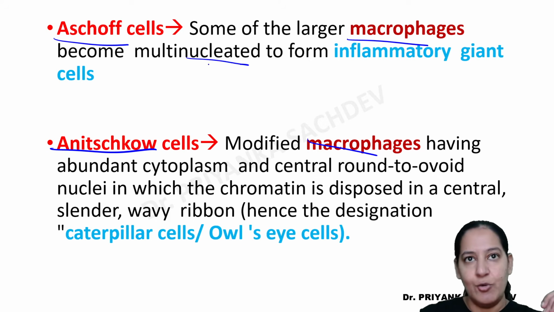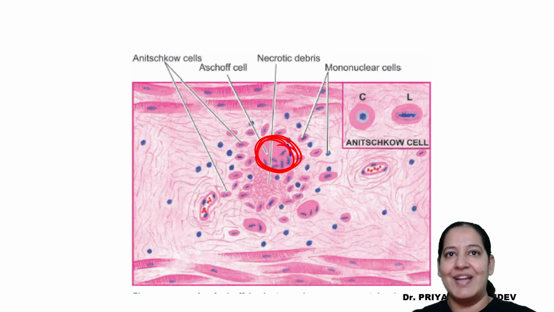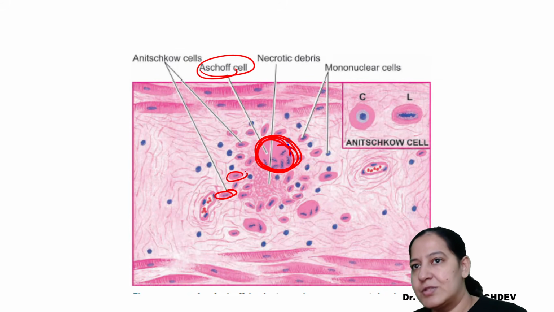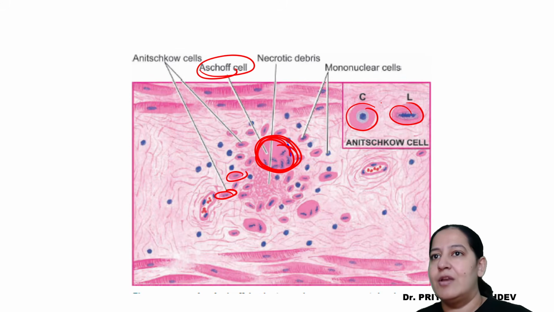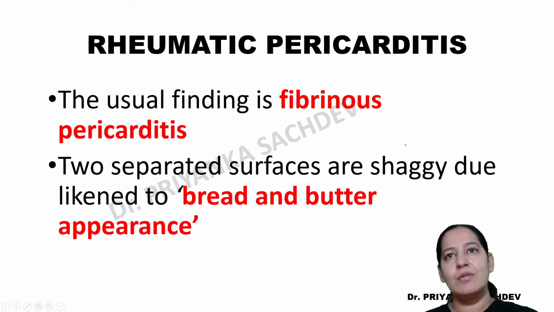Aschoff cell is a multinucleated giant cell. Anti-Aschoff has a caterpillar or owl-like appearance. So here you can see which cell is this I'm marking with red? Please see it. It is a multinucleated giant cell. That's why Aschoff. And which cell is this? I'm marking this one, these two cells. Can you see? It is caterpillar-like. It is owl-like. So this is longitudinal view. This is transverse view. So these two are anti-Aschoff cells. So that was all about it.